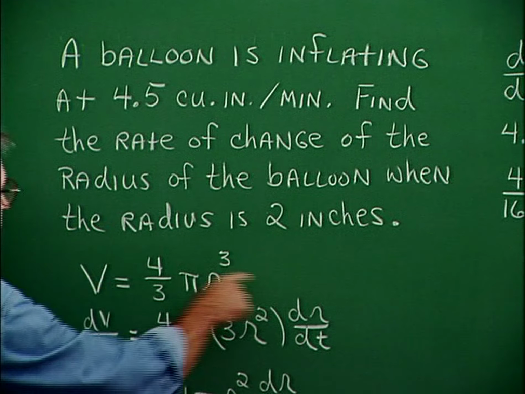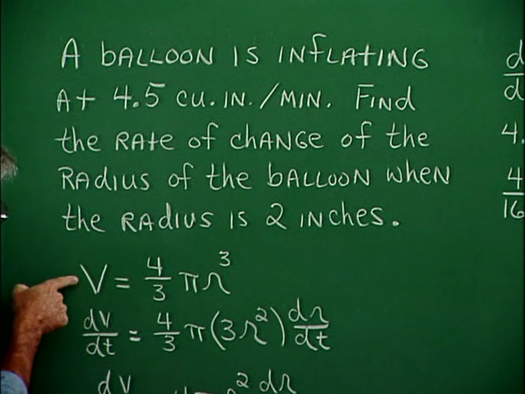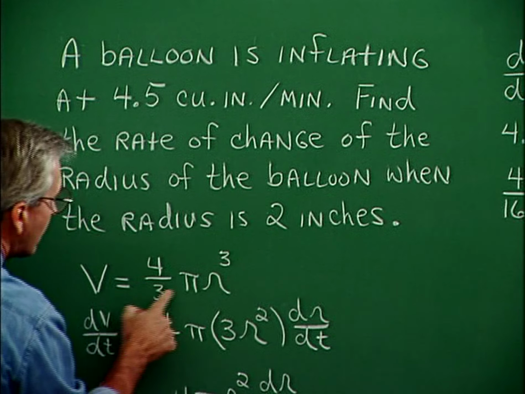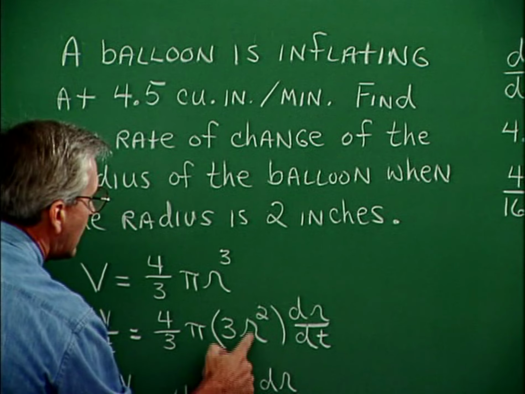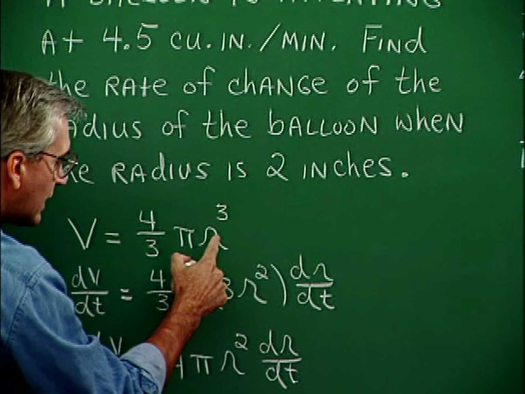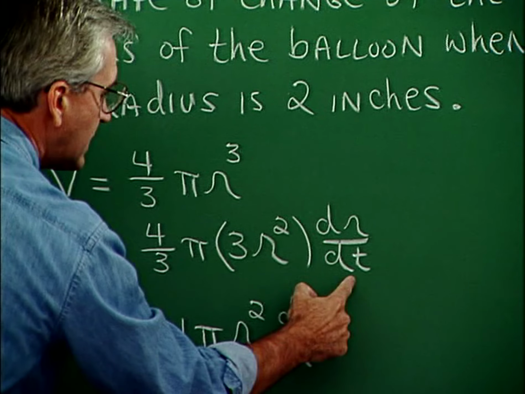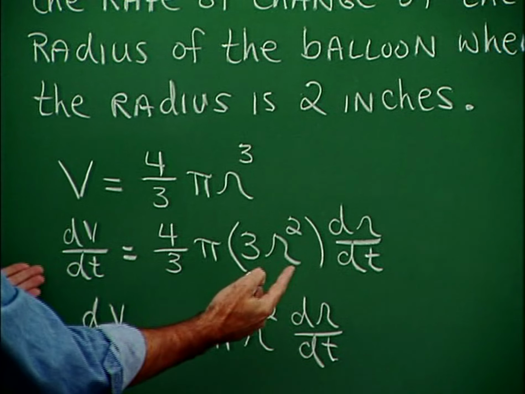Anyway, the implicit derivative is, let's see, this would be dV/dt. This would be 4/3 pi times 3r squared. Now the derivative is the derivative of radius with respect to time, so it's dr/dt. Now what are we looking for and what do we know at this point in the problem?